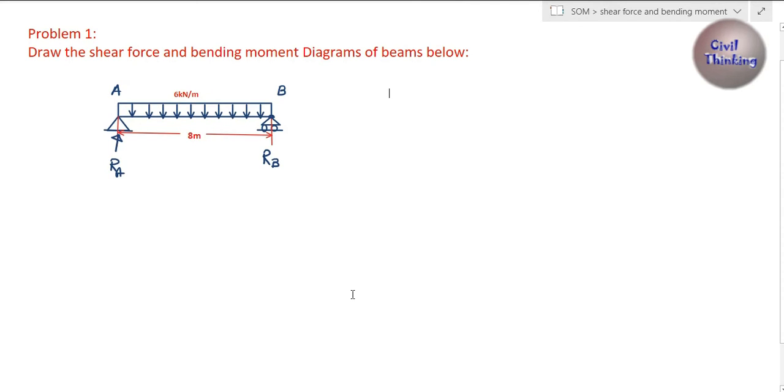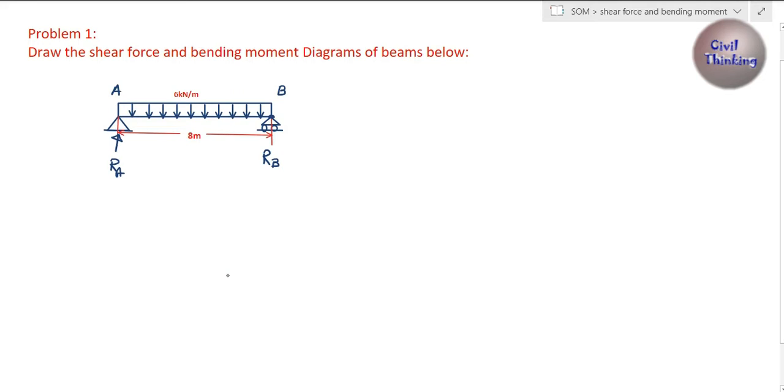Welcome. In this class we are going to see how to find the shear force diagram and bending moment diagram of the beams. So let's begin with how to find the shear force diagram of beams. Now here we have a simply supported beam and we are asked to find the shear force diagram and bending moment diagram.